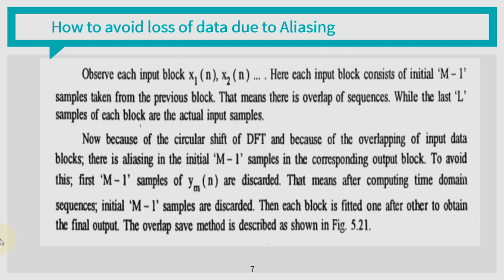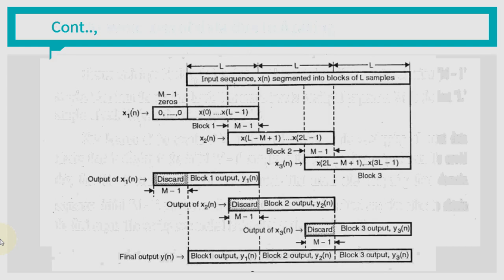This overlap save method is described by this figure. This is the input sequence having L samples. So x1(n) is formed by M minus 1 initial zeros and new L samples from the input sequence. Again, the x2 block is formed by taking M minus 1 samples from the previous block, that is the x1(n) block, and new L samples from the next sequence. Again, x3(n) is formed by taking M minus 1 samples from the previous one and new samples from the next block. In this way the input blocks can be formed.